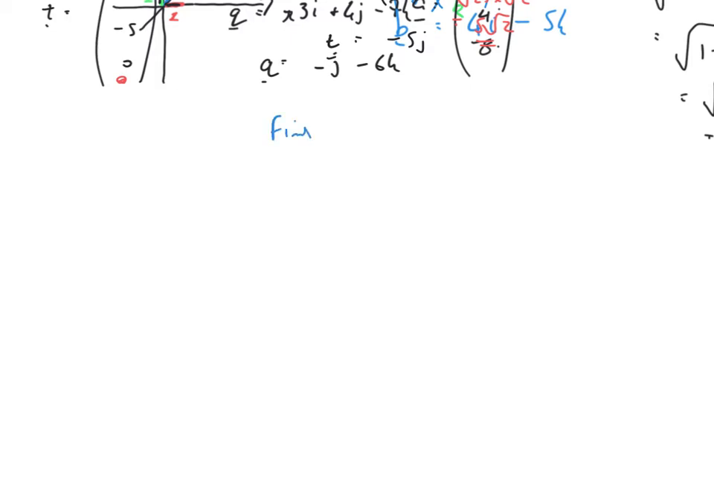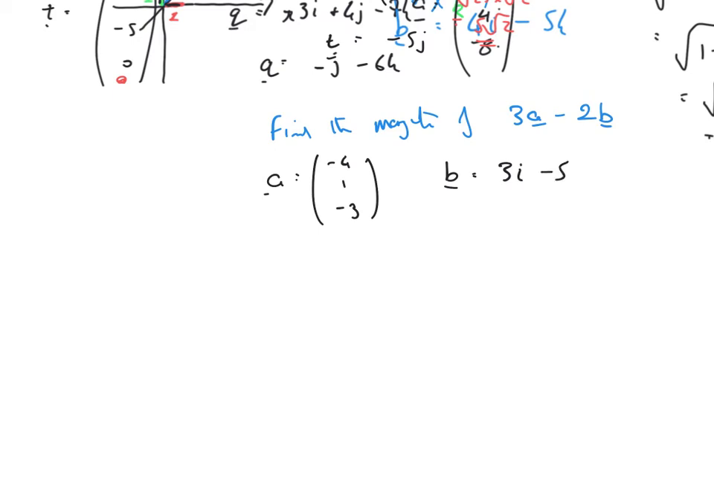Okay, next one. Let's find the magnitude of 3a minus 2b. And I'm going to say that the vector a then is minus 4, 1, minus 3, and vector b, I'm going to present that in ijk form and say that that is 3i minus 5j minus 2k.